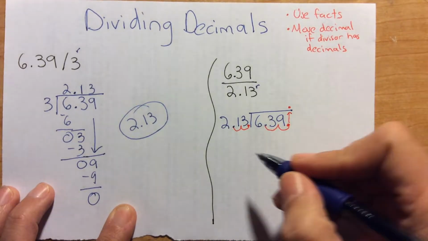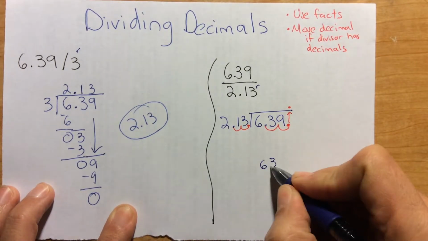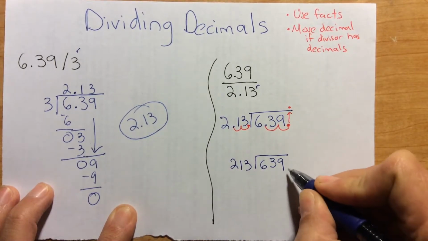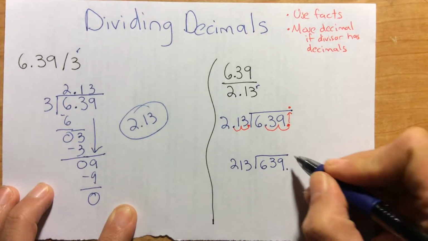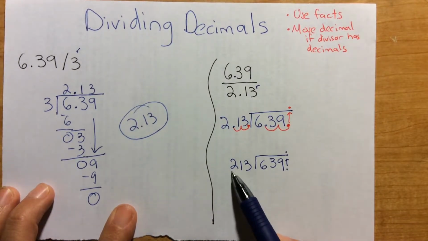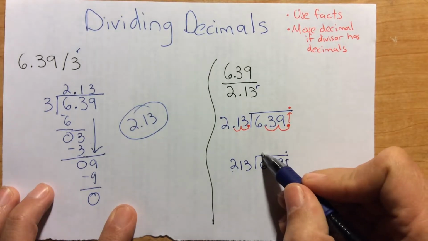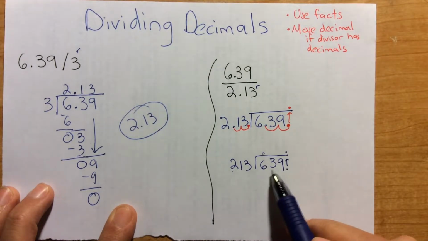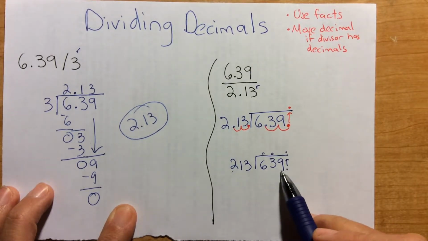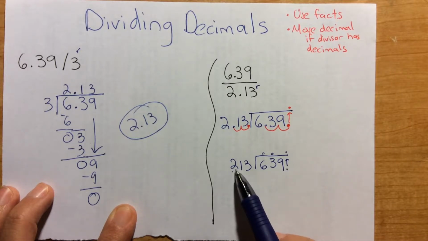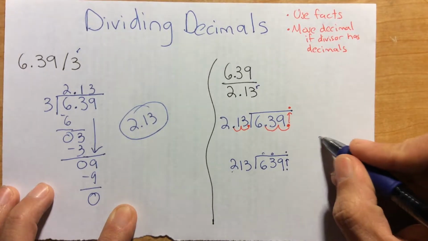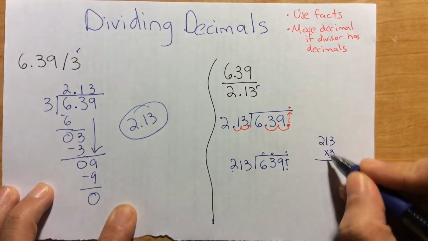So now it's going to be the same thing as 639 divided by 213. Remember, the decimal point is at the end. It's right here, and I'm just going to put it there. How many times does 213 fit in 6? 0. How many times does 213 fit in 63? 0. How many times does 213 fit in 639? Well, how many times does the number 2 fit in the number 6? We can say it's 3. So let's check it. 213 times 3: 3 times 3 is 9.